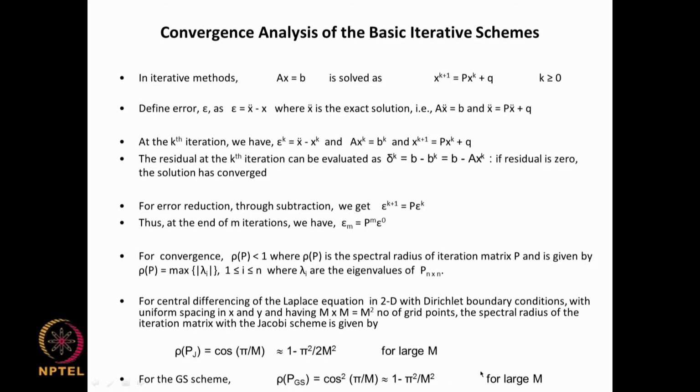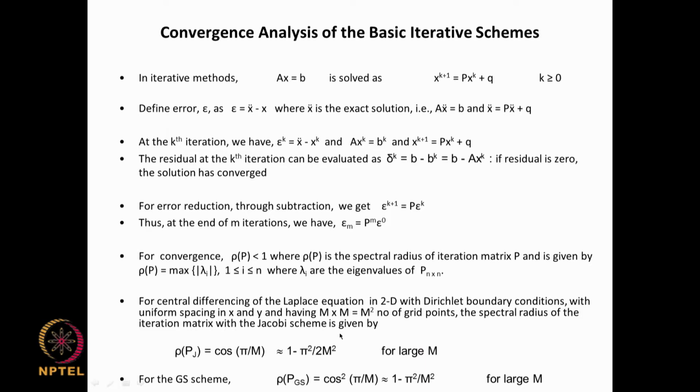So, that means that the spectral radius for the Gauss-Seidel method for this problem is always less than the spectral radius for the Jacobi method. And since the spectral radius determines the asymptotic rate of convergence for large values of m, from this we can say that the Gauss-Seidel method for this particular problem, where we know the spectral radius analytically, is faster than the Jacobi method, and we can also show that it is faster by a factor of 2, for large values of m.